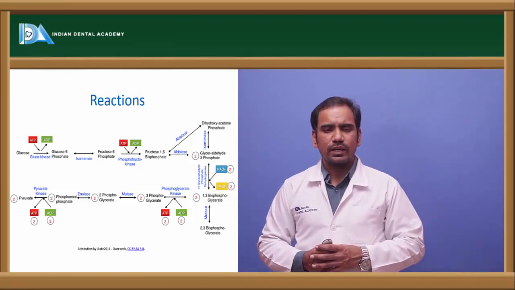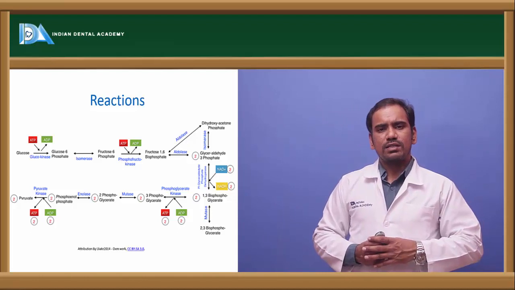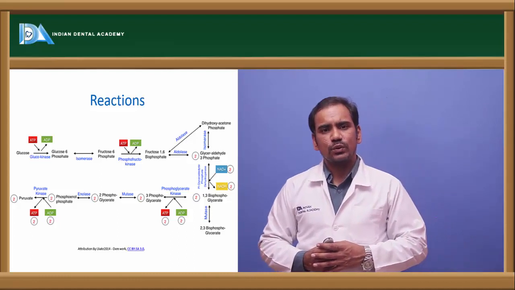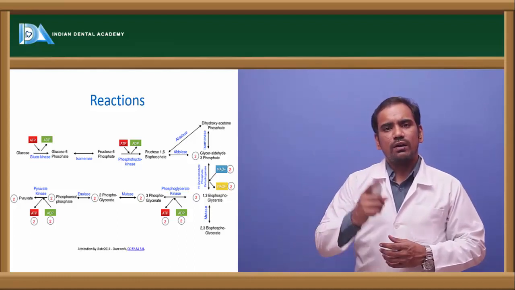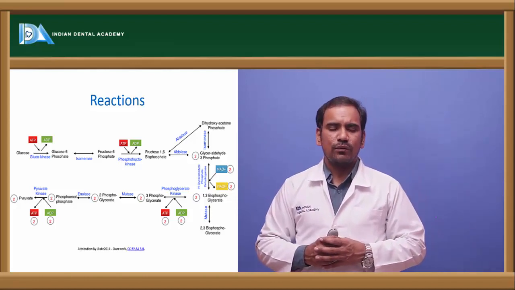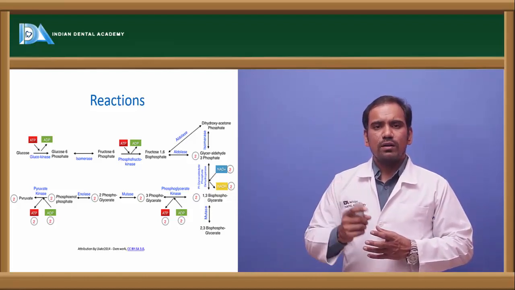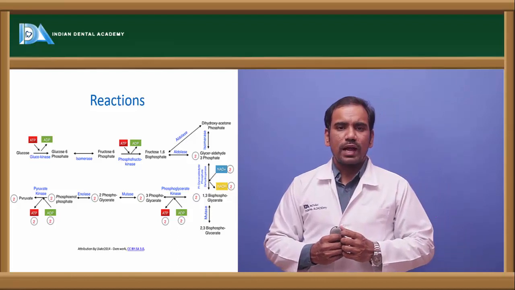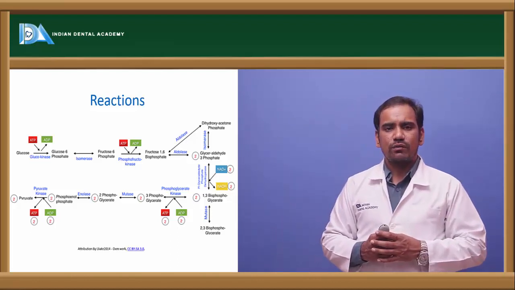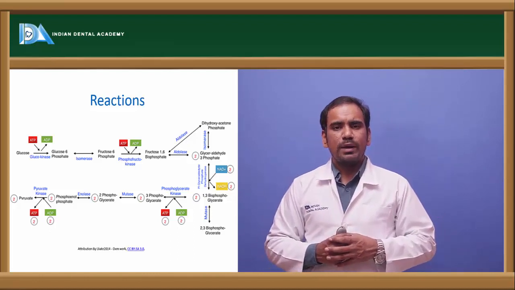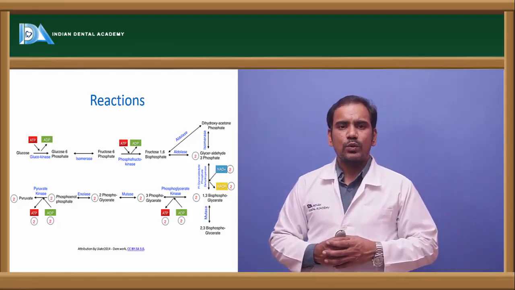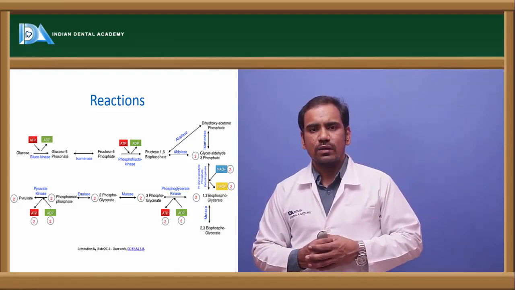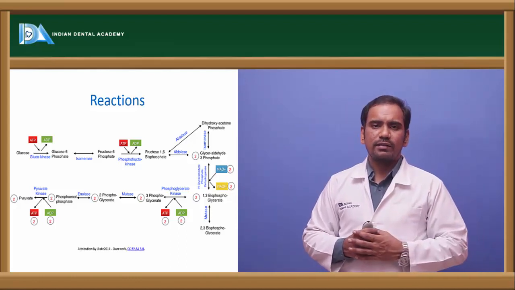This fructose 1,6-bisphosphate undergoes lysis by the action of the enzyme aldolase. Aldolase breaks down fructose 1,6-bisphosphate into one molecule of glycerol 3-phosphate and one molecule of dihydroxyacetone phosphate. So the 6-carbon fructose 1,6-bisphosphate is now converted into two 3-carbon compounds, and glycerol 3-phosphate and dihydroxyacetone phosphate can be interconverted by the enzyme triose phosphate isomerase, which converts dihydroxyacetone phosphate into glycerol 3-phosphate. So now we have two molecules of glycerol 3-phosphate.